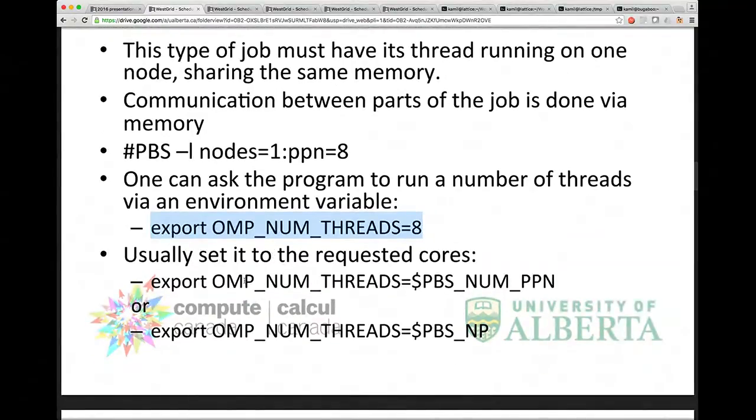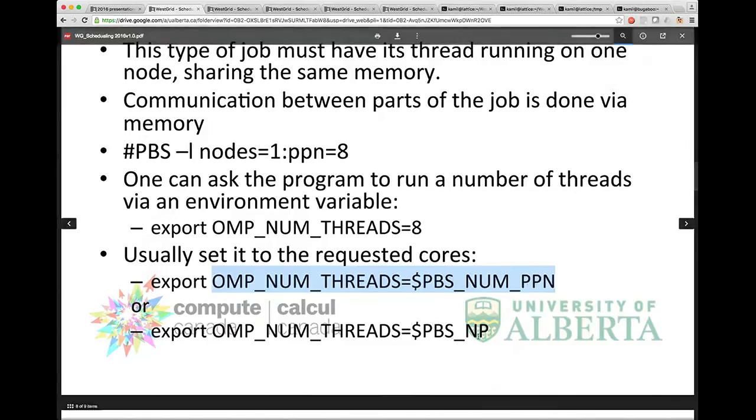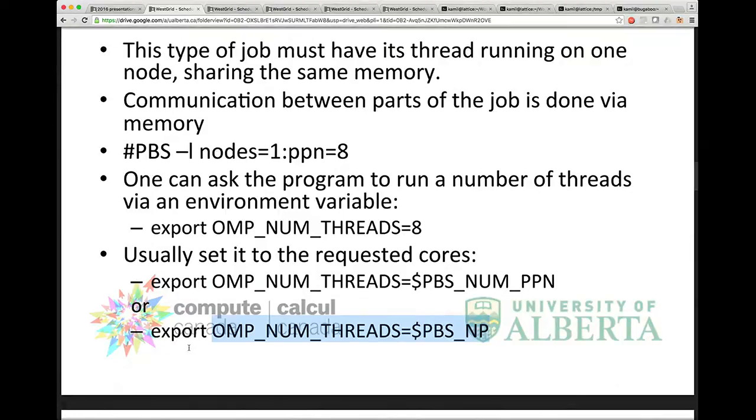Now, what you usually do is you set OMP_NUM_THREADS equal to $PBS_NUM_PPN or $PBS_NP. In this case, you're basically telling OpenMP to run as many threads as the scheduler has given you. If you write this line in your script, you could change the number of cores requested from the scheduling system, and it will automatically set your job to use the correct number of cores when you're running it. So you probably want to do this.